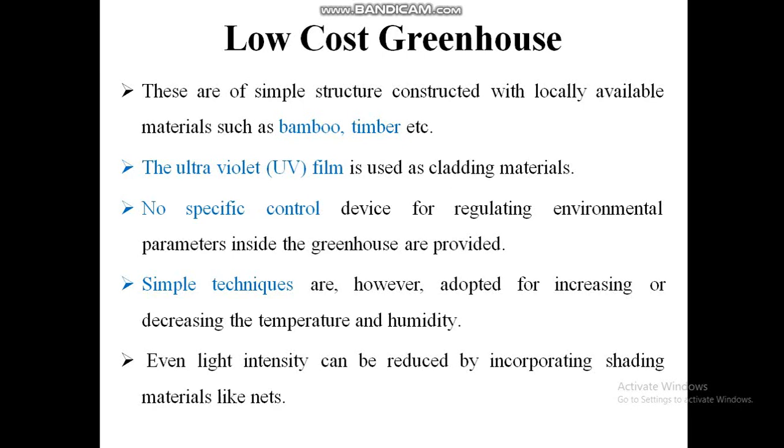Now, the cladding material is an ultraviolet film. No specific control device for regulating environmental parameters inside the greenhouse is provided. Simple techniques are adopted for increasing or decreasing the temperature and humidity inside the greenhouse. Even light intensity can be reduced by incorporating shading material like net. In a low-cost greenhouse, we can use shading nets for reducing temperature and many other things.